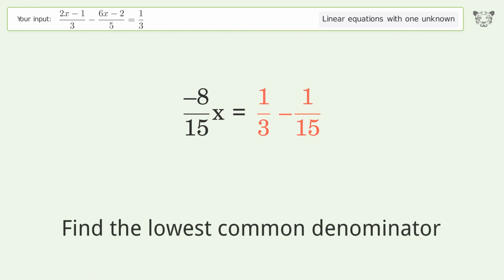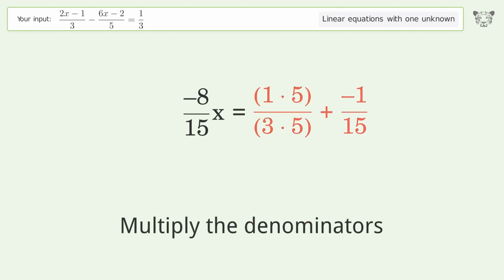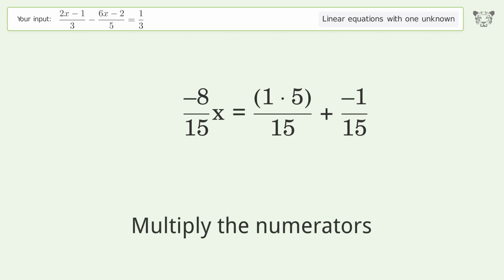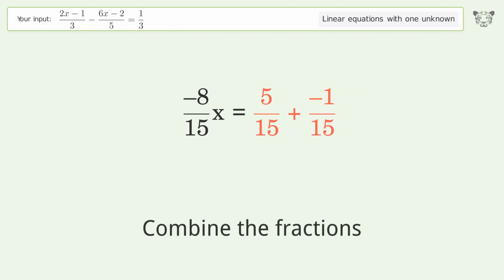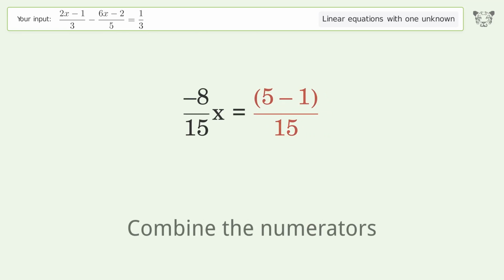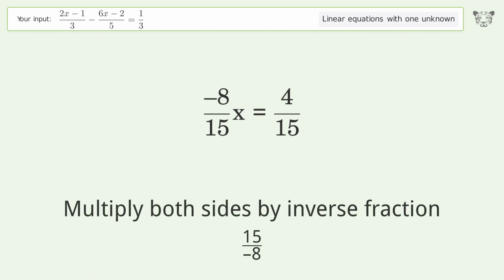Find the lowest common denominator. Multiply the denominators. Multiply the numerators. Combine the fractions. Combine the numerators. Isolate the x. Multiply both sides by inverse fraction 15/8.